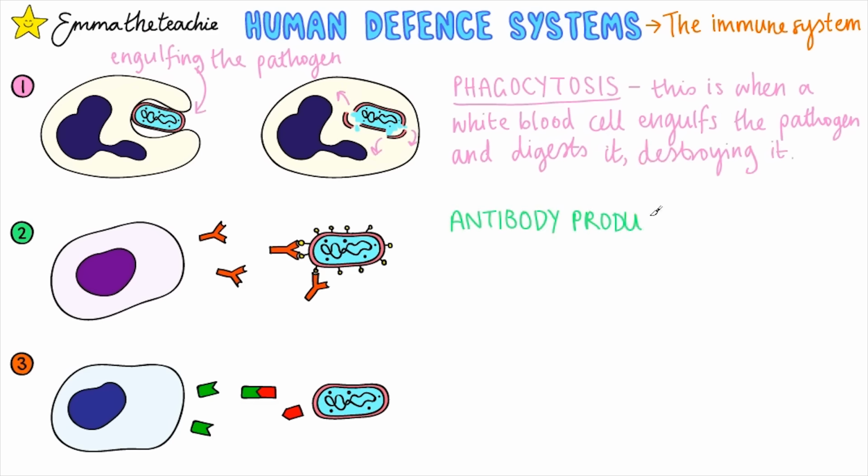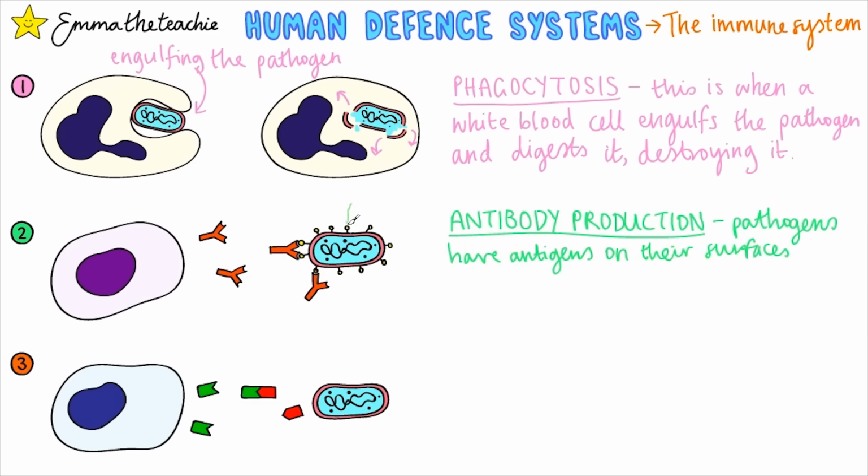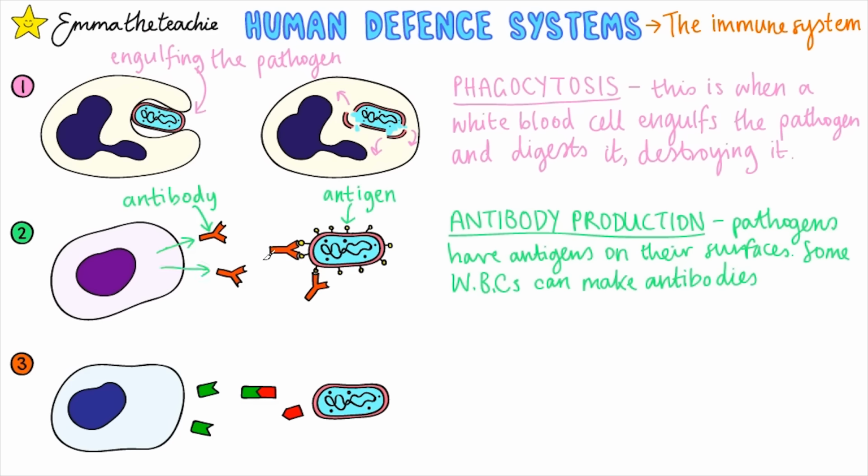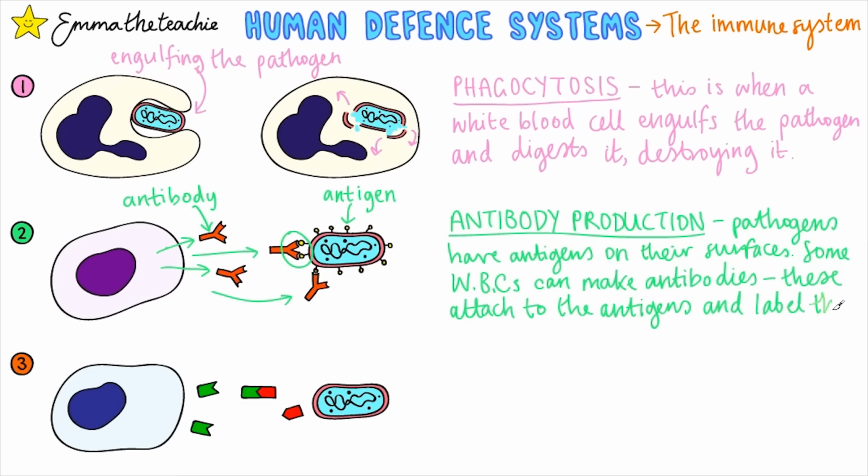Next up is antibody production. Pathogens have antigens on their surface. You can see some of these over here. These alert the immune system to the fact that the pathogen is foreign to the body. Some white blood cells can make antibodies. These are special proteins, and they have a specific shape that means that they can attach to the antigen. When they attach to it, they label it for destruction. There's a unique antibody for each type of pathogen.